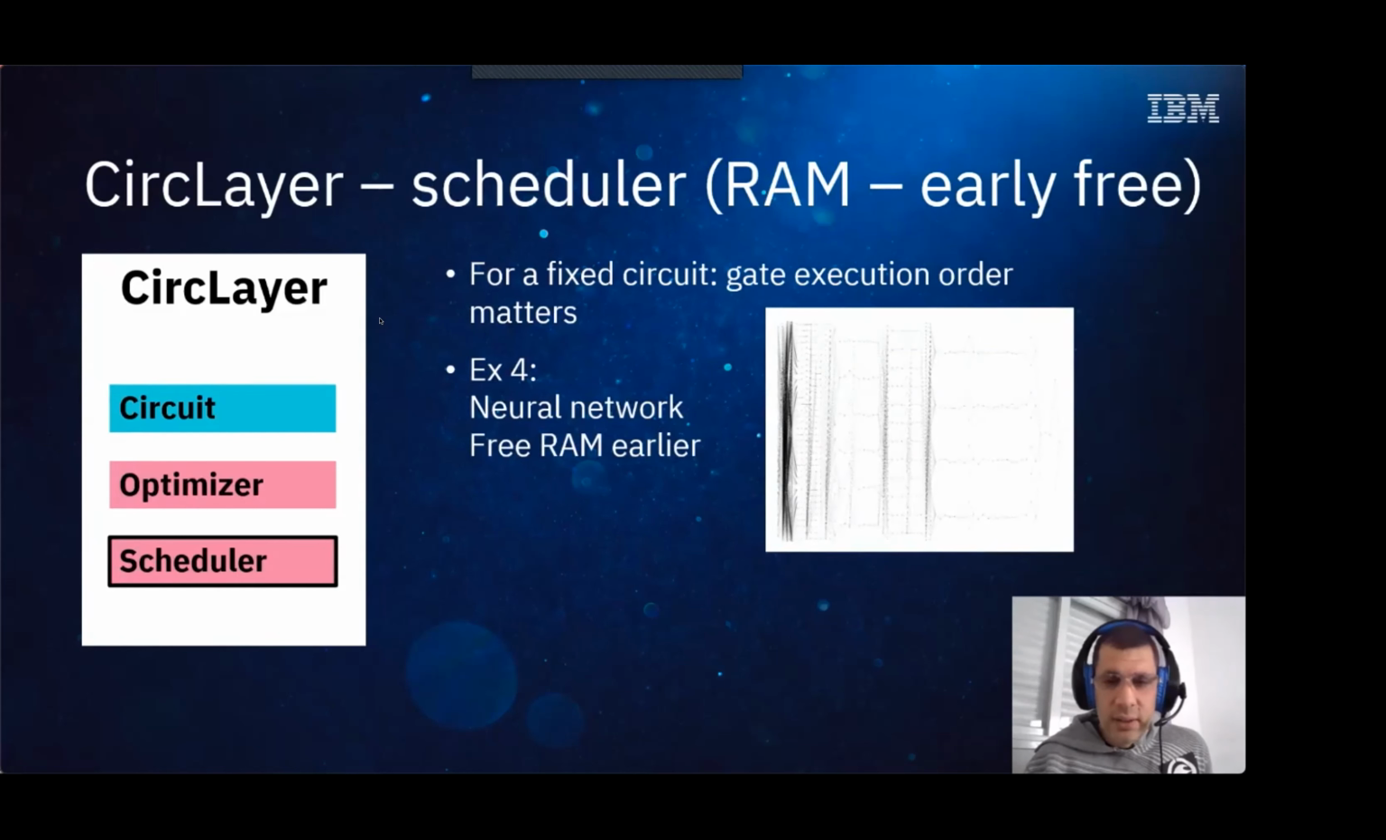As another example, we see that once all the gates that need a ciphertext have been executed, then we can remove the ciphertext from memory. So one of the scheduler's strategies is to rearrange the gates such that the RAM footprint will be as small as possible, meaning that we will free as many ciphertexts as early as we can.